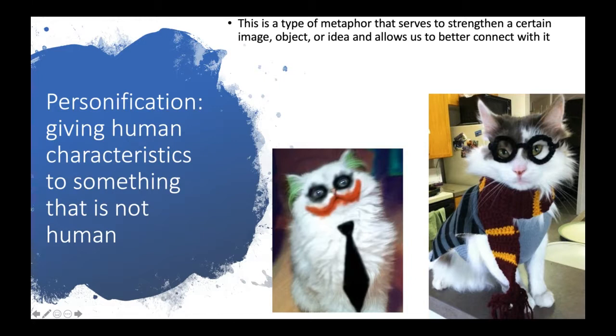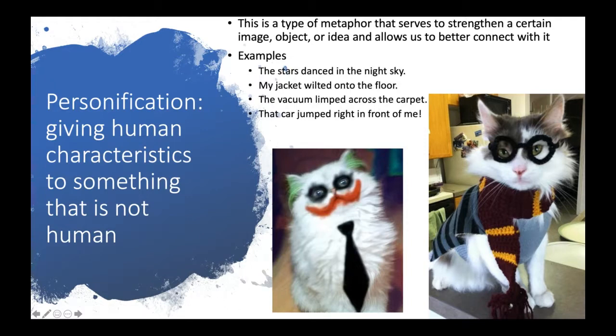We are personifying them. So some examples here that are a little less literal are the stars danced in the night sky. Stars don't dance, so people dance. So we are personifying stars. My jacket wilted onto the floor. Jackets don't wilt. Gravity took that one over for you. People wilt. Plants wilt. Plants are living things, and so they wilt. Your jacket is not a living thing.